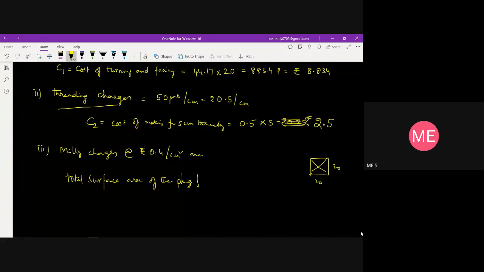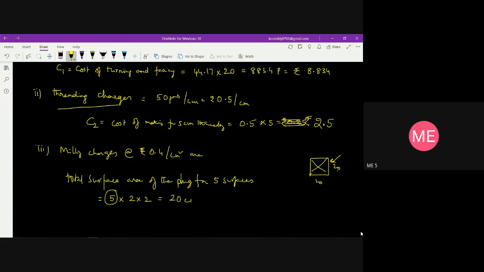So for 5 surfaces, because there are 4 lateral surfaces, one is this side, one is this side. So totally 5 surfaces. Put together, for each surface it is 20 by 20, that is 2 into 2. The number of surfaces is 5, so I'll be getting 5 into 2 into 2, which is 20 centimeters square.